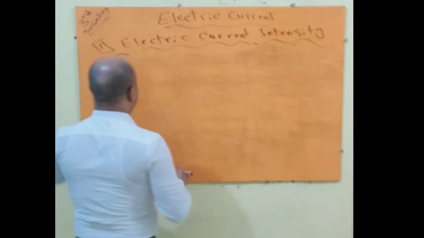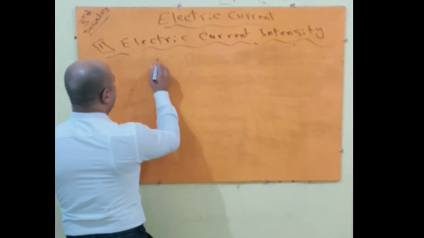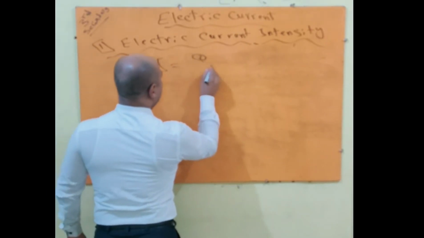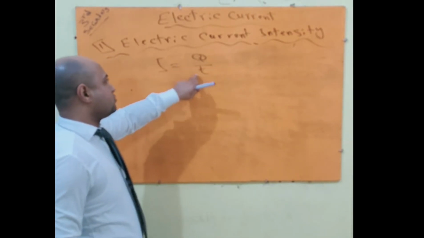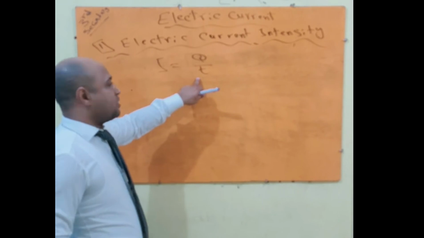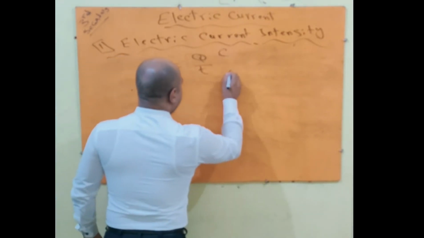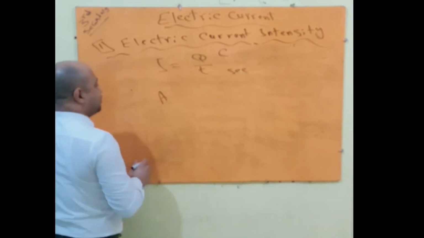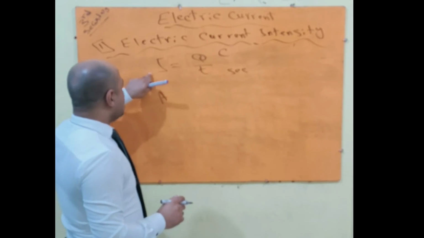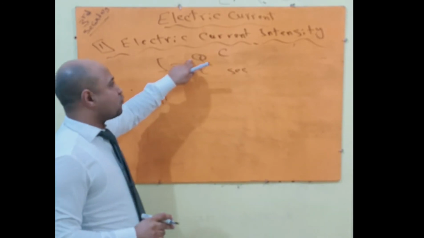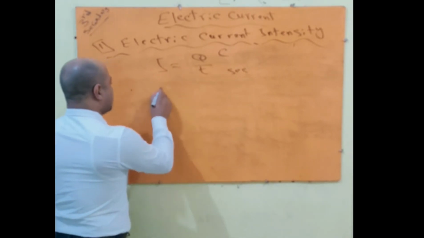Again, electric current intensity is the quantity of charges that flow through the cross-section area in 1 second. I equals Q over T, where I is the current intensity, Q is the quantity of charges in coulombs, and T is the time in seconds. Ampere is coulomb per second. What's meant by ampere? It is the electric current intensity due to the flow of a quantity of charges of 1 coulomb within a time of 1 second.